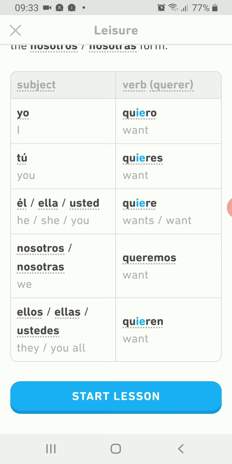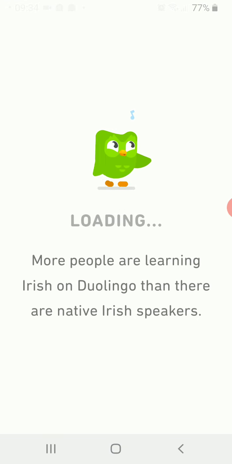So it's clear that the nosotros and nosotras form, which means we in Spanish, has a different stem. So it keeps the stem from the infinitive verb to want, querer. Queremos, queremos. So this is something very interesting, and I guess it's unique to the Spanish language. So let's get busy. We'll start with the exercises now.